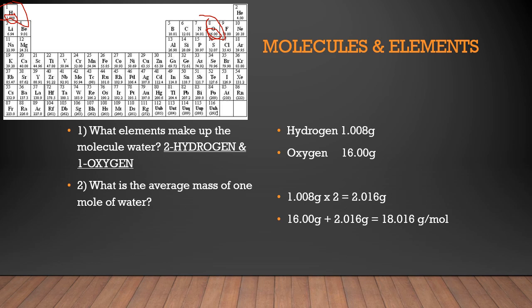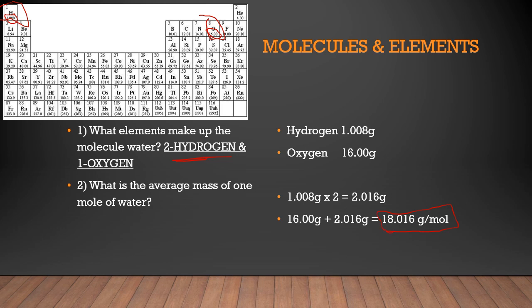So if we're trying to find the average mass of 1 mole of water, this is the number of grams per mole. So 1.008 grams times 2, because we have 2 hydrogens in water, is 2.016 grams. And then you have your 16 grams plus 2.016 grams equals 18.016 grams per mole. And that is the final answer on that.